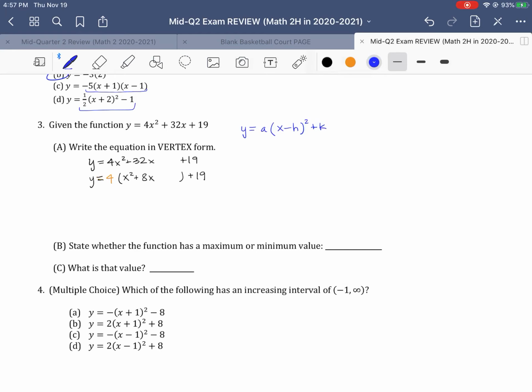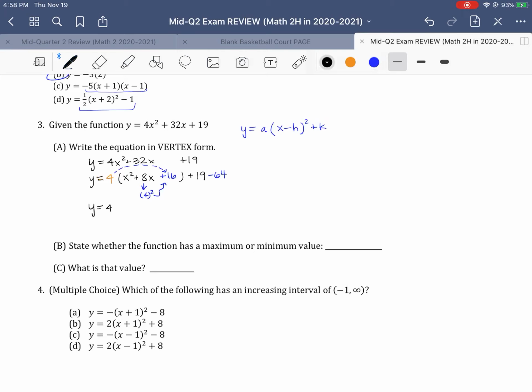Now that we've got that out, we are going to add in our perfect value, and we always do that by taking half of that middle term and squaring it. That gives us 16, so I'm going to add 16 here. Again, remember there's a 4 out front, so what you really added into that equation was 4 times 16, which is 64. So on the outside, to keep it balanced, you want to subtract 64. Then we go ahead and factor.